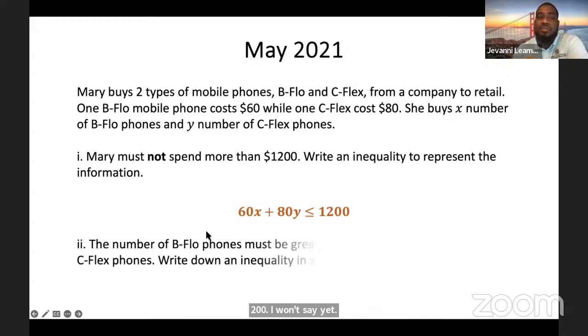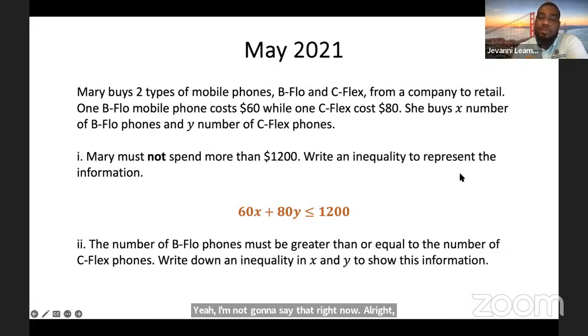All right, cool. Part 2. The number of B-Flow phones must be greater than or equal to the number of C-Flex phones. You want to write down an equation in X and Y to represent this information. So go ahead. Let me see the chat blazing.